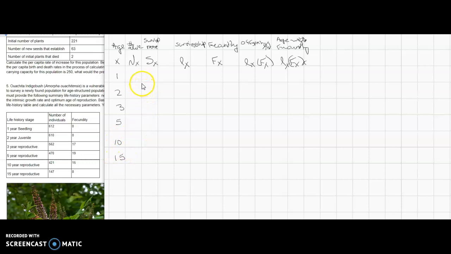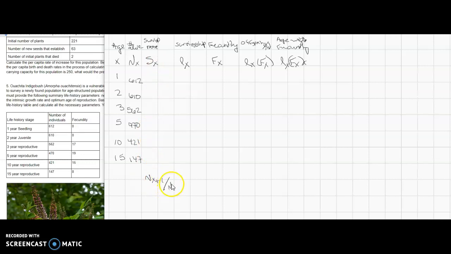And then our number alive, 612, 610, 562, 470, 421, and 147.